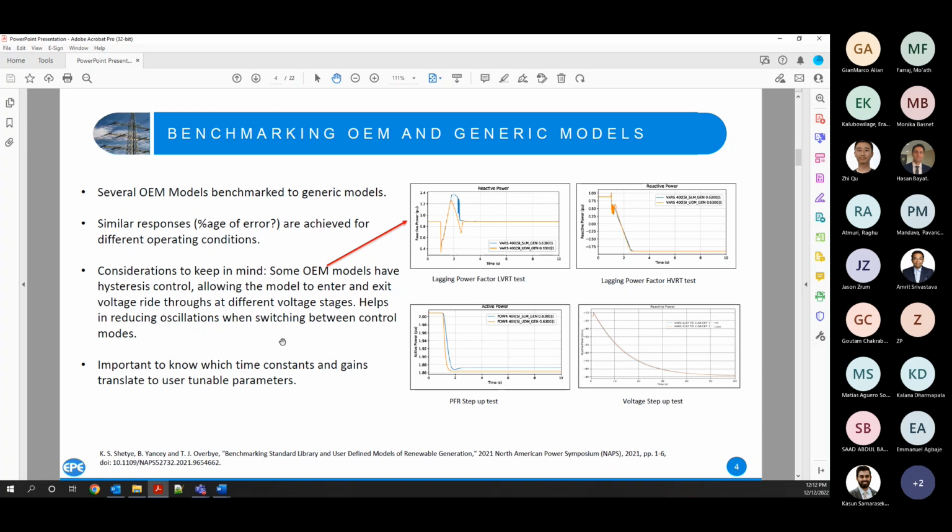So it's also very important to understand that, yes, the generic models can be tuned to represent the OEM models for some conditions, but not always. Can we get a very close response? Yes, we absolutely can. However, it's also very important that we do not end up tuning parameters in either set of models just to make the orange plot look like the blue plot, right? It's important to know which parameters are actually translated in the field and which are user tunable.